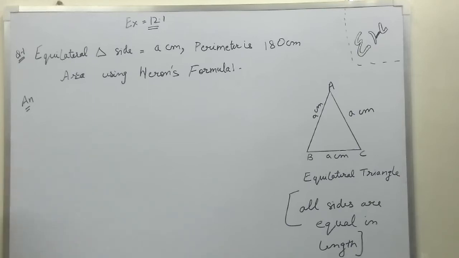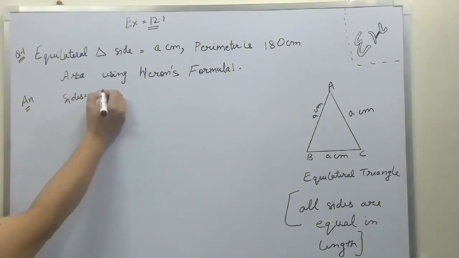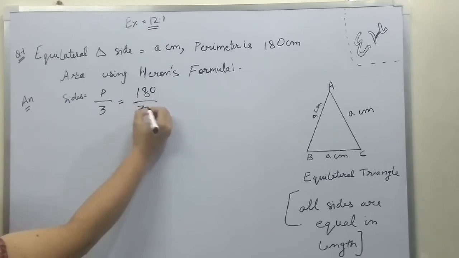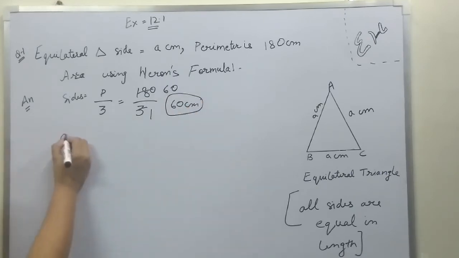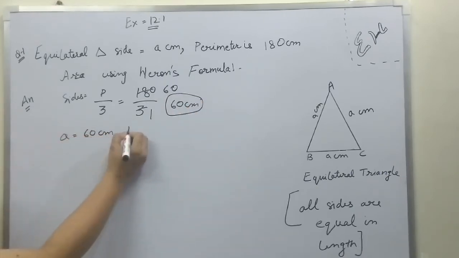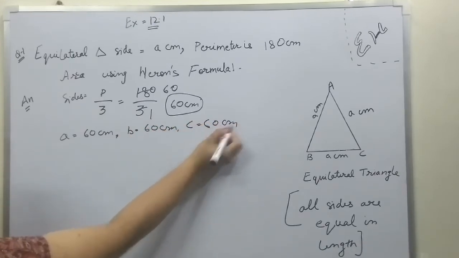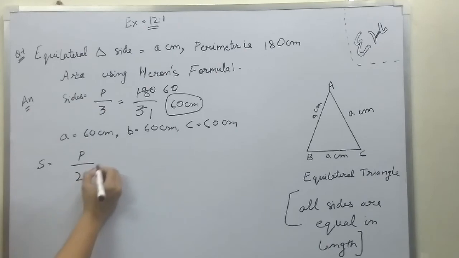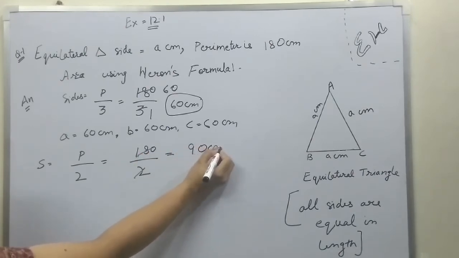First, you are given the perimeter. You can calculate all the sides. Each side of an equilateral triangle is the perimeter divided by 3, that is 180 divided by 3, 60 centimeter each. So now you have got a is 60 centimeter, b is 60 and c is also 60 centimeter. Now s is perimeter divided by 2, which is 180 divided by 2. That will give you 90 centimeter.